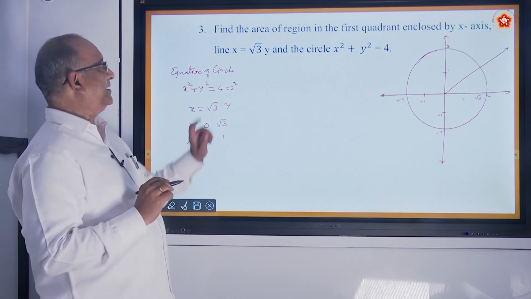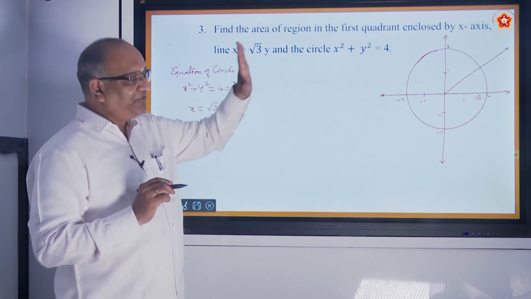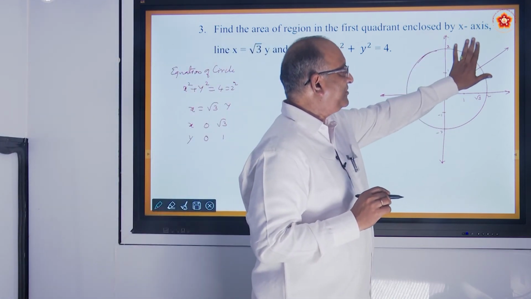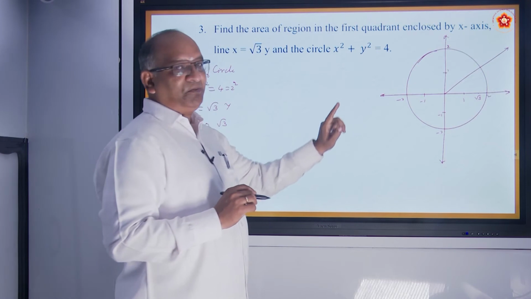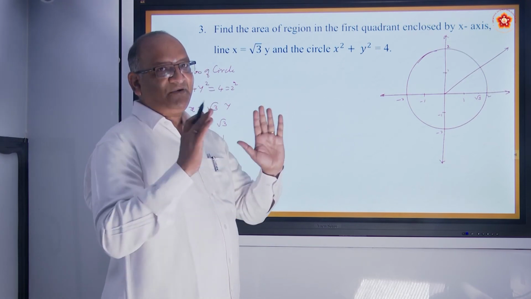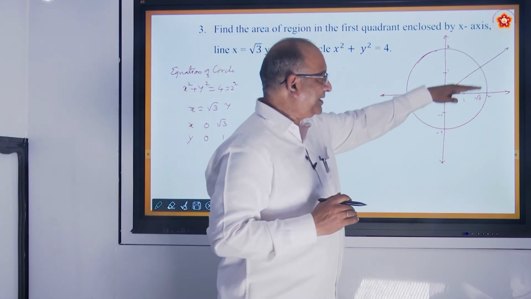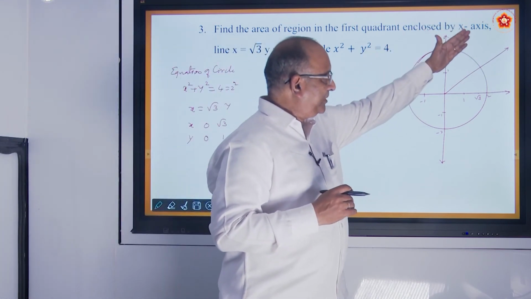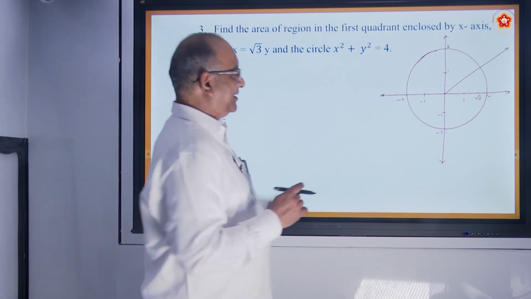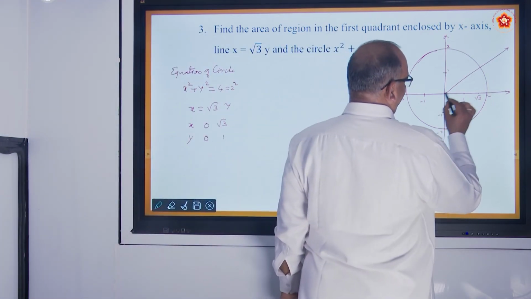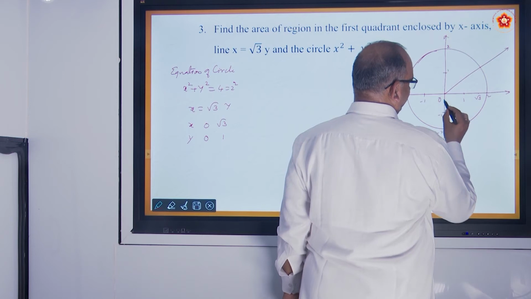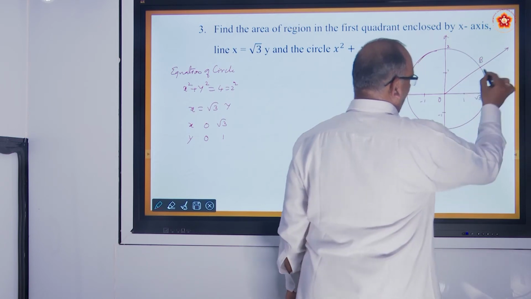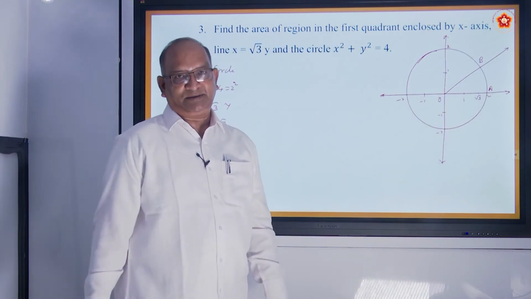Now, read the question again. Find the area of the region in the first quadrant only. So, we have nothing to do with all this; we have to take up only the first quadrant. Enclosed by, what are the things covering it? The x axis, so above the x axis you have to take. The line x equal to root 3 y, below the line you have to take, and the circle. So, this is the area which we are going to calculate. You can say OAB. This OAB area we are going to calculate.